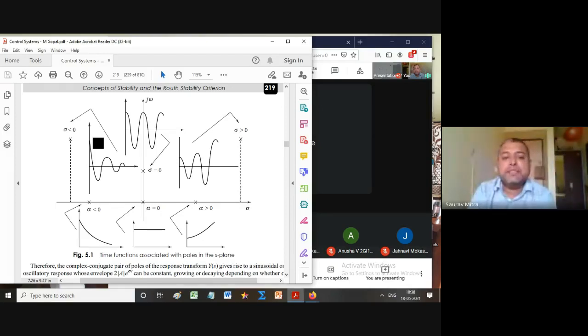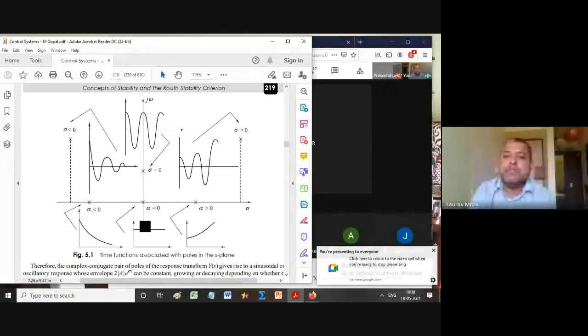So whatever you're finding, this is stable in the left side, this is in the right side, and whenever the pole is on the j omega axis, that is plus minus 3j omega, so the real part is 0, then it is going to be a sustained oscillation. So all these things we are going to check.